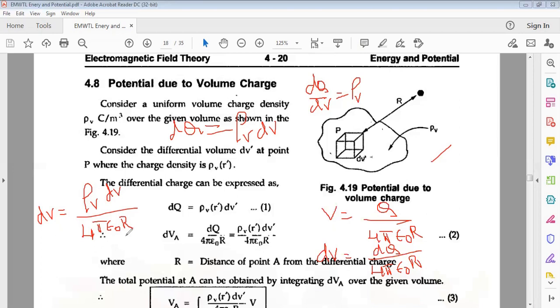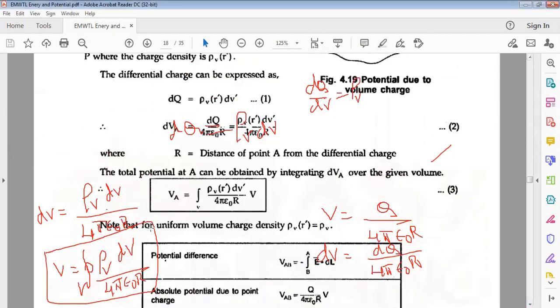Now apply the integral on both sides. V is equal to the volume integral of rho V dV by 4 pi epsilon naught R. Note that for a uniform volume charge density, rho V of R dash is equal to rho V only. Same.